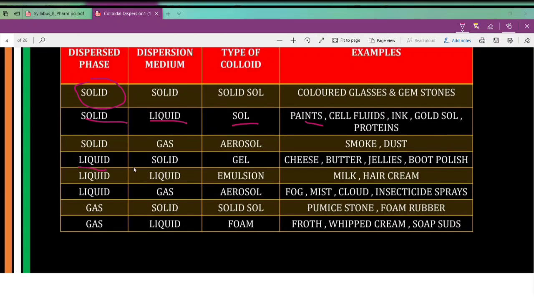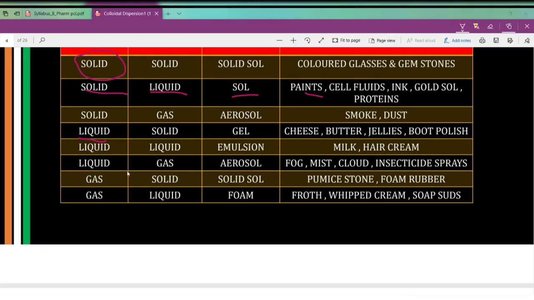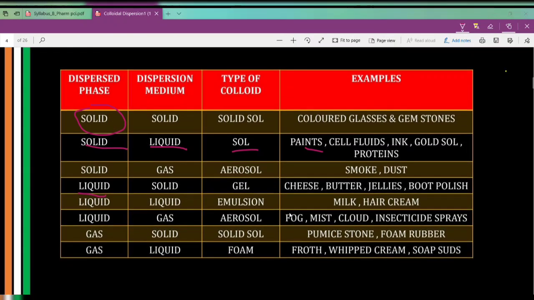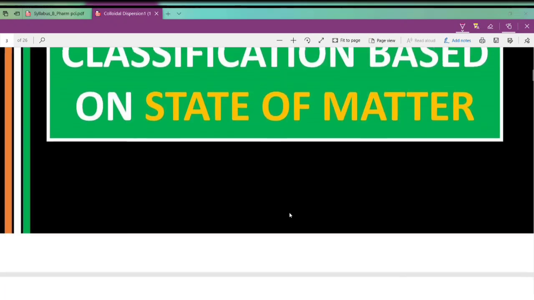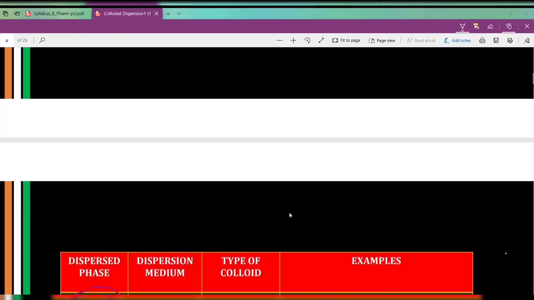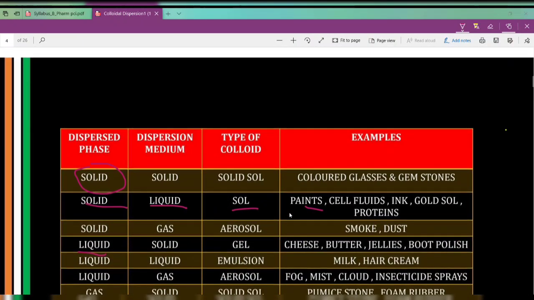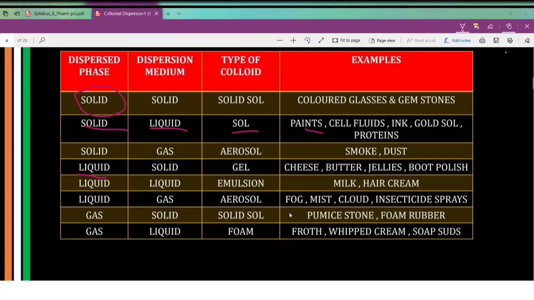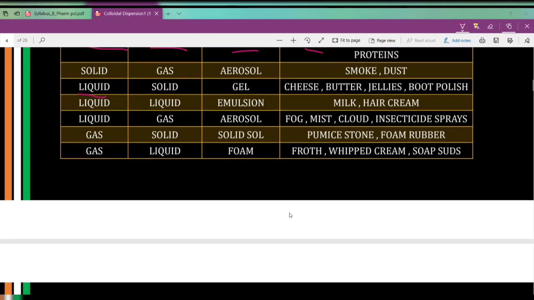If both the medium and the phase are liquid, then we call that an emulsion, and the most common example is milk. Then there are pumice stone and foam rubber, the gas and solid kinds of things. We can call that a solid sol, and gas in liquid is called a foam. So those are the classification based on the states of matter, the classification of the colloid. You should remember this table for the competitive exam as well as from the semester point of view.